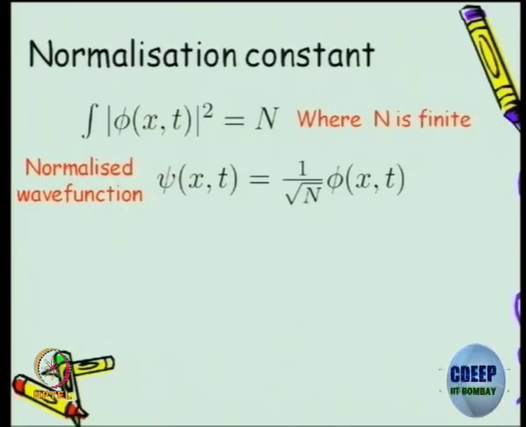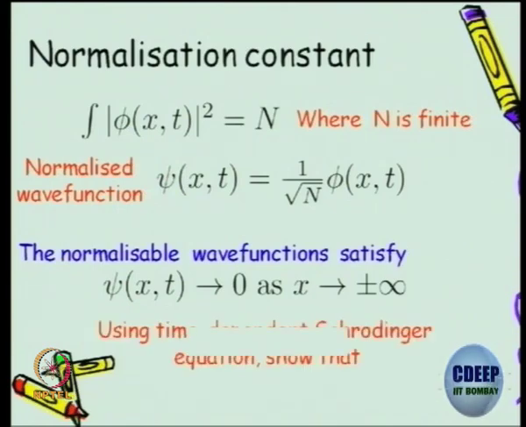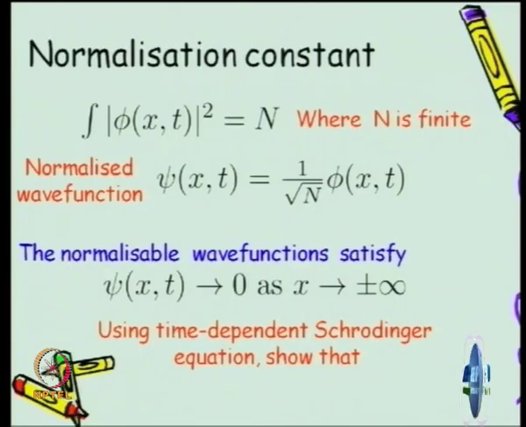You try to put 1 over square root n on the unnormalized wave function, and if you try to do mod psi squared integral, that will be normalized, and you also want your normalized wave function to go to 0 as x tends to plus or minus infinity. So, these are the formal definitions of the square integrable functions, and for you to call it a normalizable wave function.